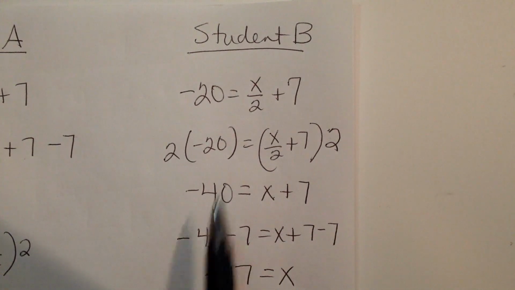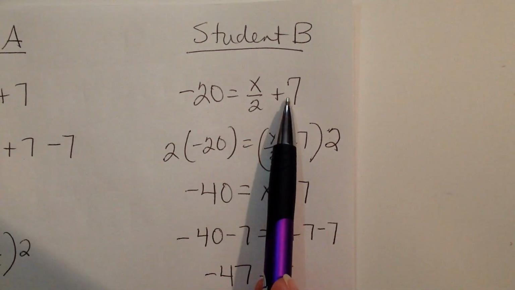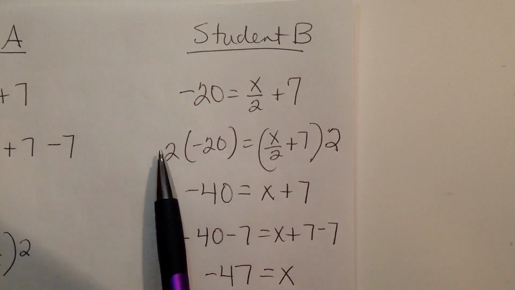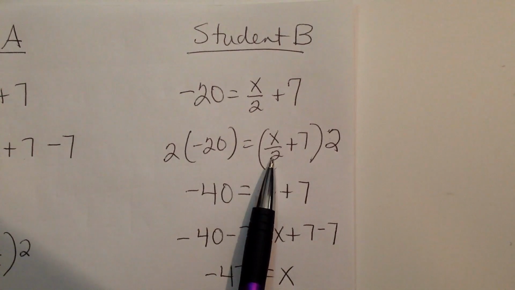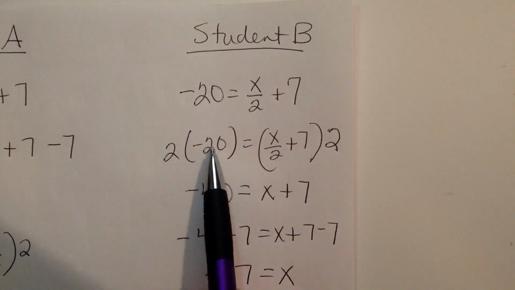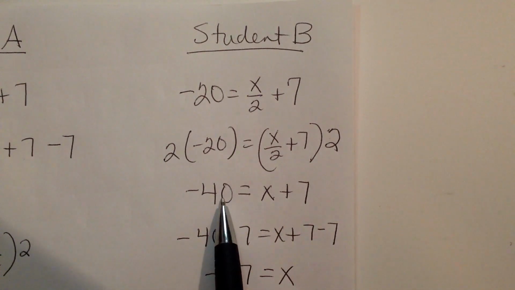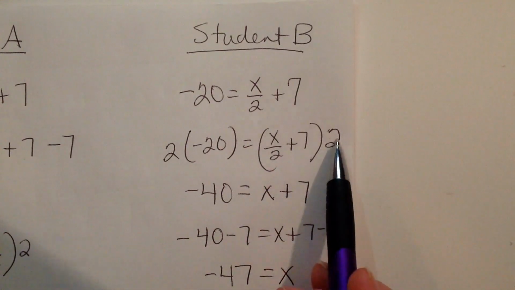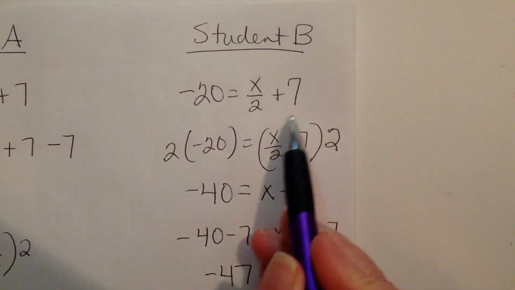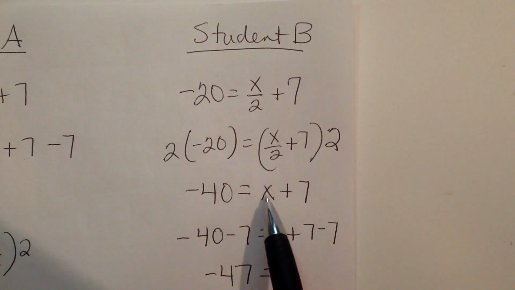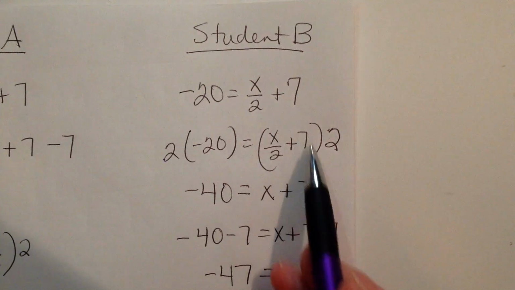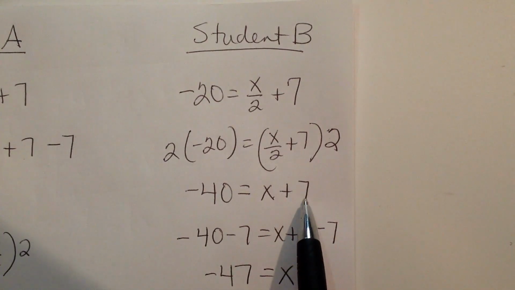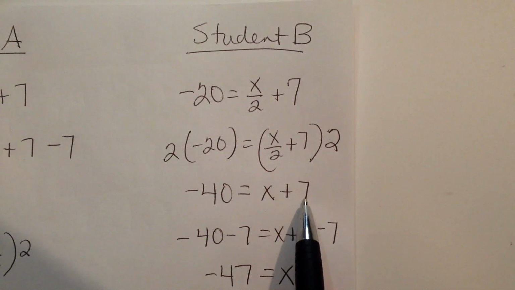Student B, you see, here's the original problem. It appears that student B multiplied both sides by 2 to eliminate the fraction. 2 times -20 is -40. If you multiply this entire side by 2, you have 2 times x over 2. The 2's would cancel, leaving x. 2 times 7 is not 7. So you see, student B is the one that's made the error.